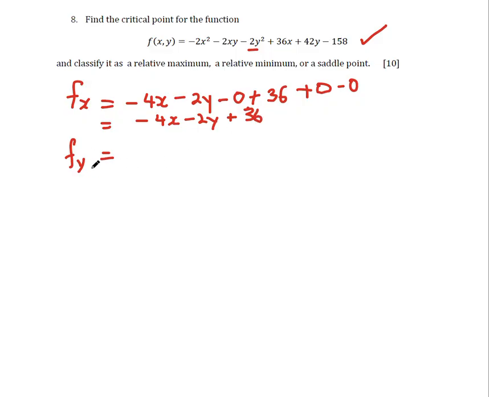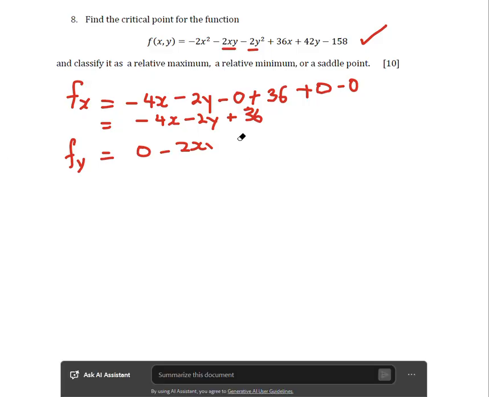Now let's find fy, which means that we're going to differentiate the given function with respect to y, treating x as a constant. So differentiating with respect to y, negative 2x squared would be treated as a constant. So when we differentiate constants, we get 0. When we differentiate negative 2xy, then negative 2x would be treated as the constant coefficient of y, since we're differentiating with respect to y. So the answer there would just be negative 2x.